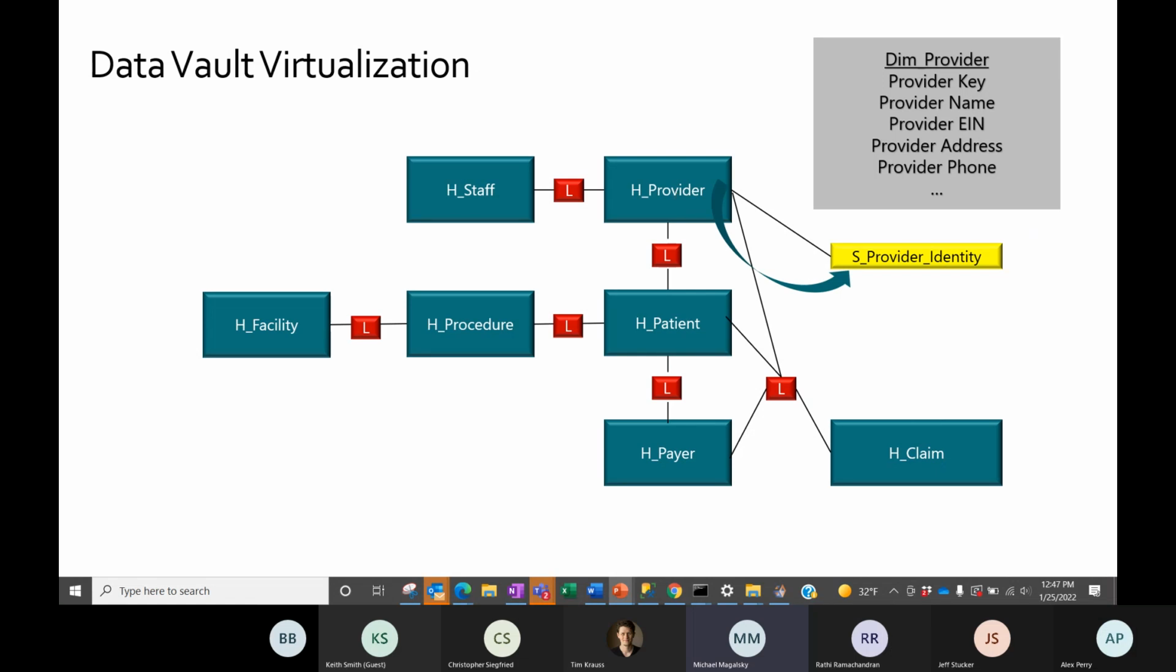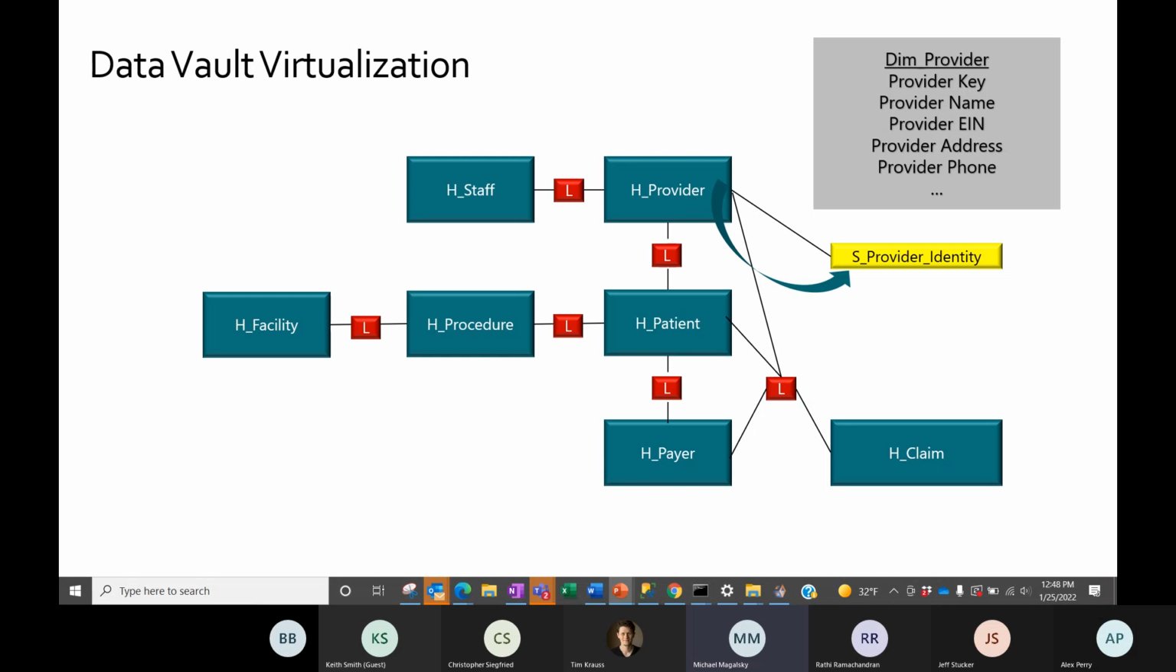Then if you want a type 1 dimension, you just filter by the most recent rows in that satellite, or the rows that were applicable at some point in time, okay? So with a simple filter on the predicate in that view, you have a type 1 dimension. If you leave the filter off, you have all the history from that satellite. That gives you a type 2 dimension.